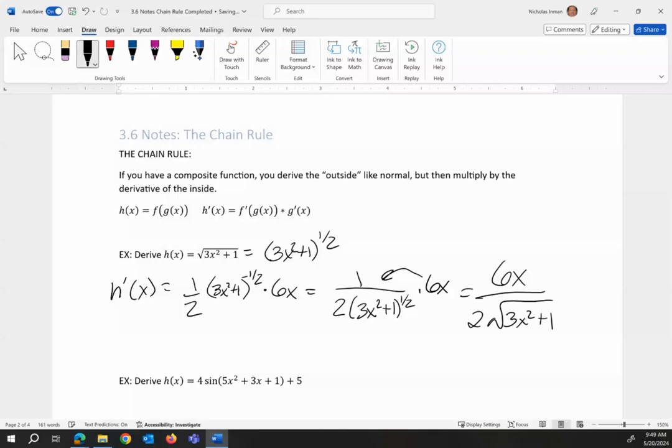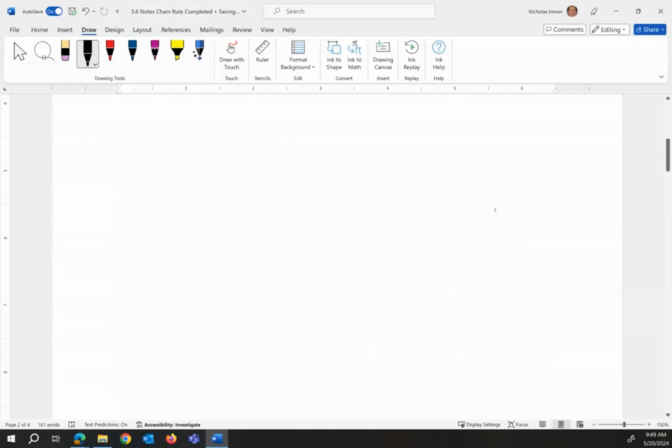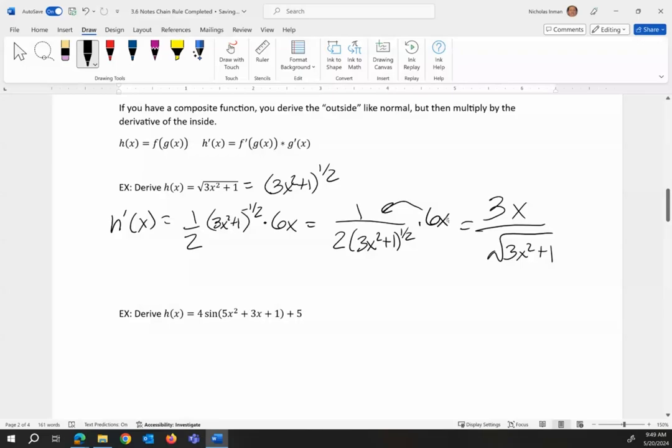Now, if we want to, we can reduce the 6 and the 2, of course, that's totally fine. So the 6 and the 2 would reduce to a 3 and a 1. We wouldn't really need the 1. All right, so you can reduce it, that's fine. I did not reduce it here because I wanted to show you the chain rule aspect and see those two pieces. Right, but that is the general idea of the chain rule.